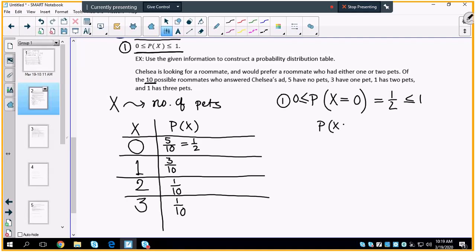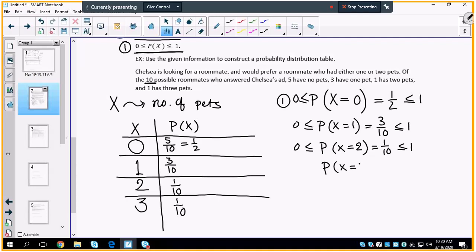How about the other? Probability random variable being equal to 1 is equal to 3/10. So again, I am between 0 and 1. Probability of the random variable value being equal to 2 is equal to 1/10. I am between 0 and 1. And probability of the random variable value being equal to 3 is also 1/10, and that's between 0 and 1 as well. So the first axiom has been satisfied.